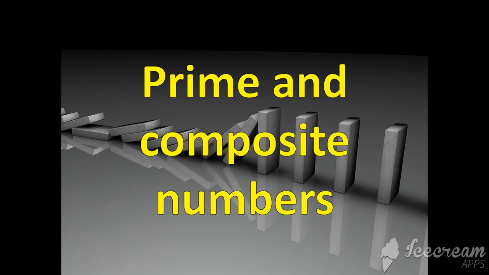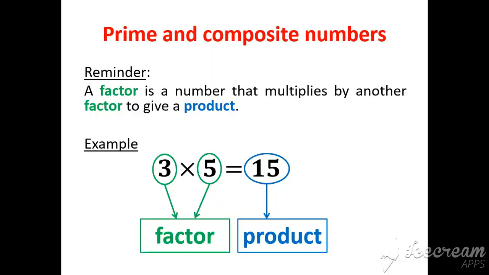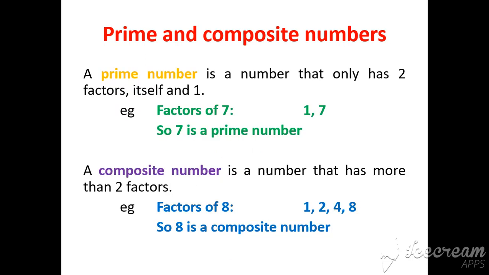In this video, we're going to chat about prime and composite numbers. Remember, we've chatted about factors before. Factor times a factor makes a product. While a prime number is a number that only has two factors, itself and one.